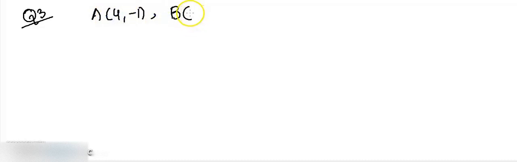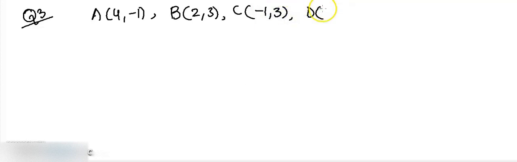So I'll start from question number 3. So let's start from question number 3. And question number 3 says: find the area of the trapezium ABCD, where A is 4 comma minus 1, B is 2 comma 3, C is minus 1 comma 3, and D is minus 2 comma minus 1.